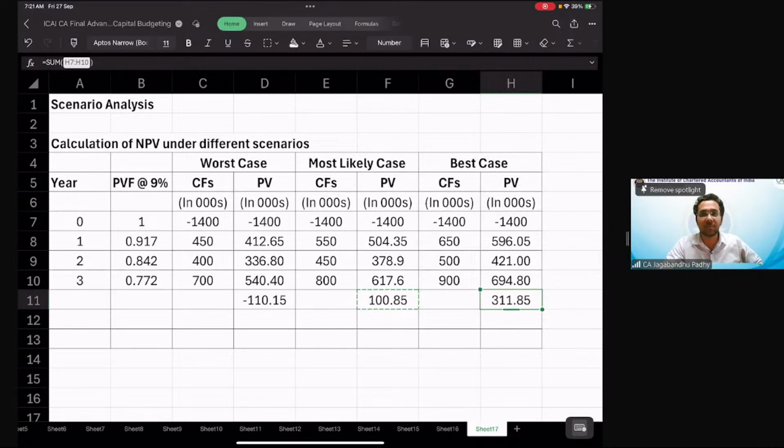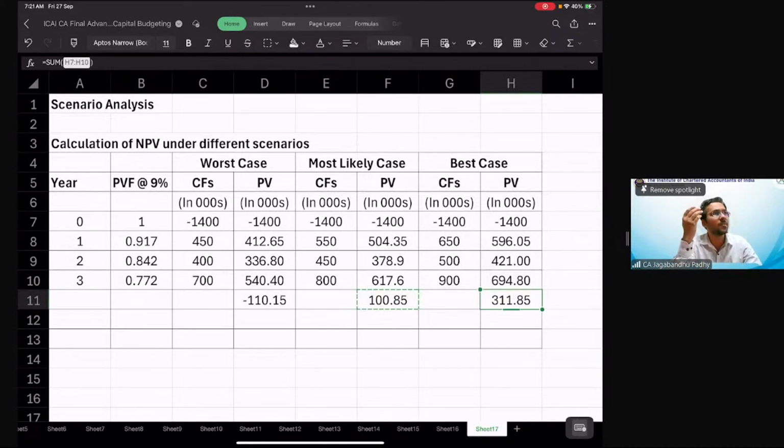If the company has the appetite to be okay with losing 110 in the worst situation, and has the risk appetite to take more risk to get a possible higher NPV of 311, then the company should take it. If the company does not have that risk appetite, it should actually avoid these sorts of things.